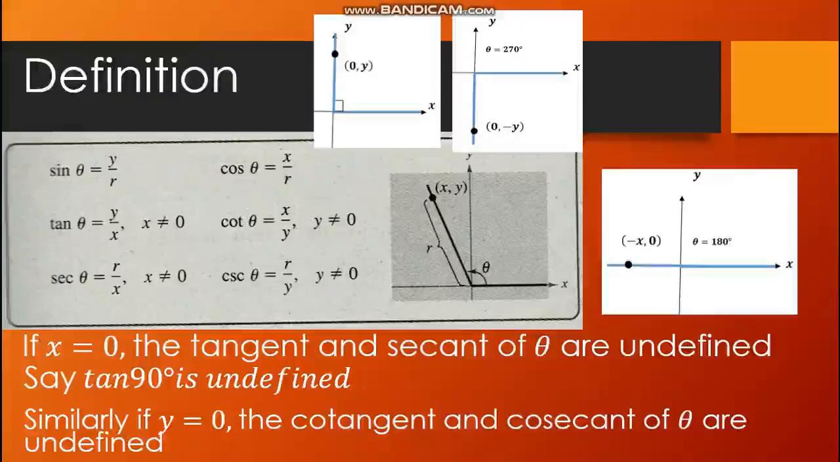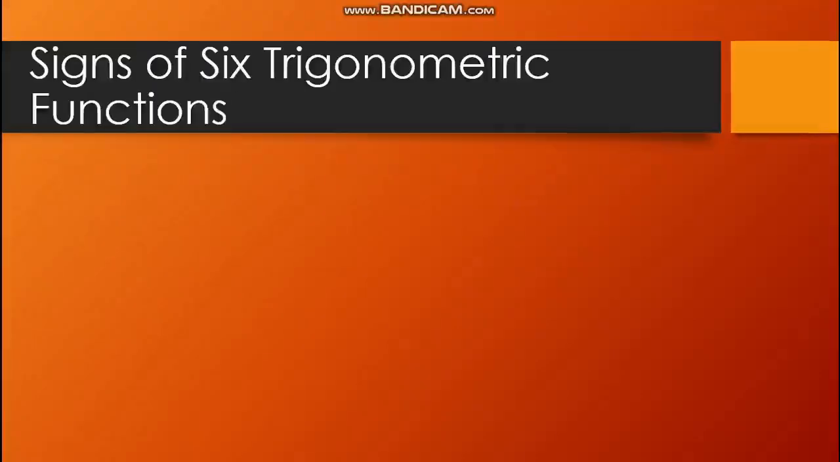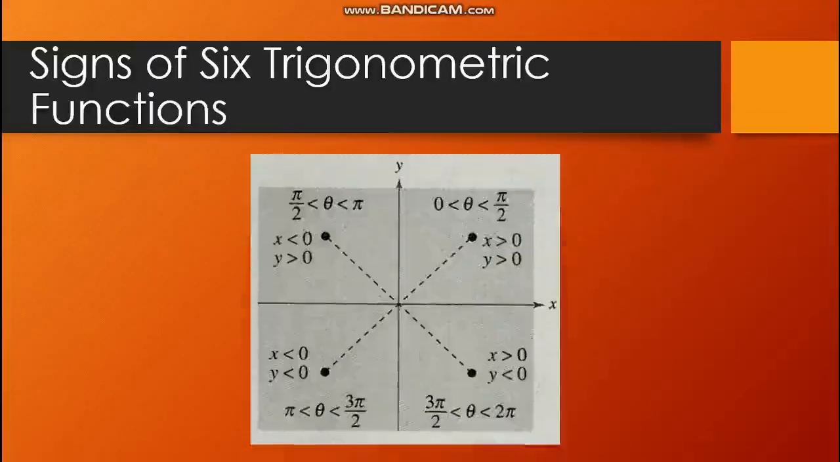Kasi nga, 0 ang kanilang denominators. Okay? Now, yun yung definition ng ating trigonometric functions of any angle. Yung 6 trigonometric functions na yun, o ratios of the sides of a right triangle. Now, ano yung sides of 6 trigonometric functions?